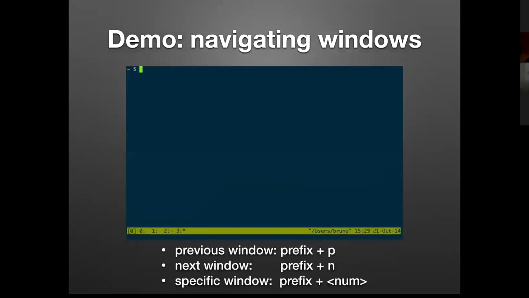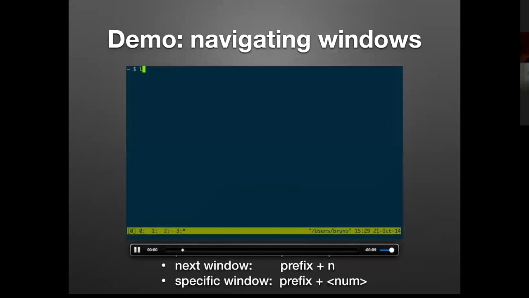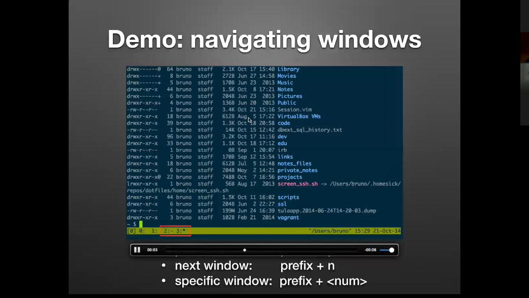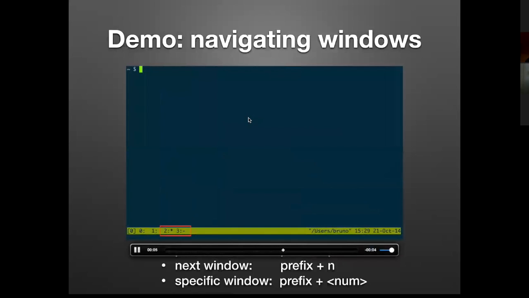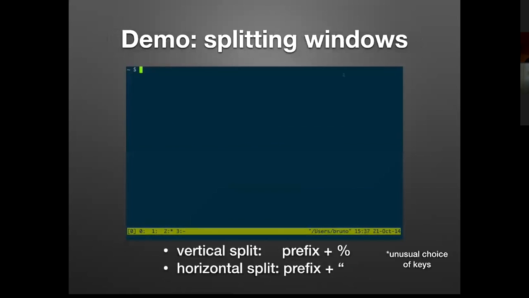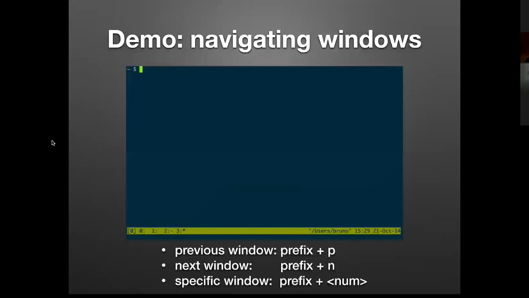Now that you have multiple windows, how do you move back and forth over these windows? How do you navigate them? This also is really easy. So let's show a video. This is some output on the screen, just so you can see the difference. That was prefix plus P and prefix plus N, and you can also jump over the windows with prefix plus just a digit. So that's how you navigate windows.